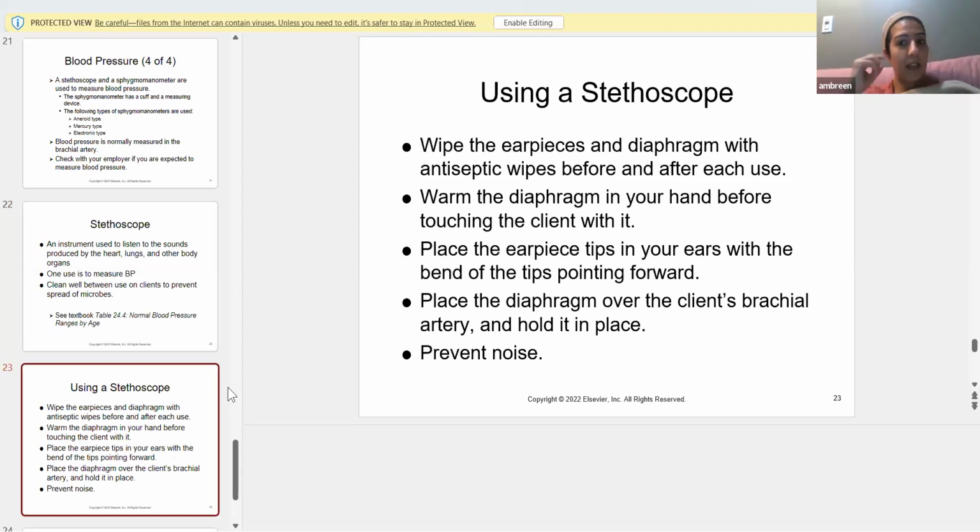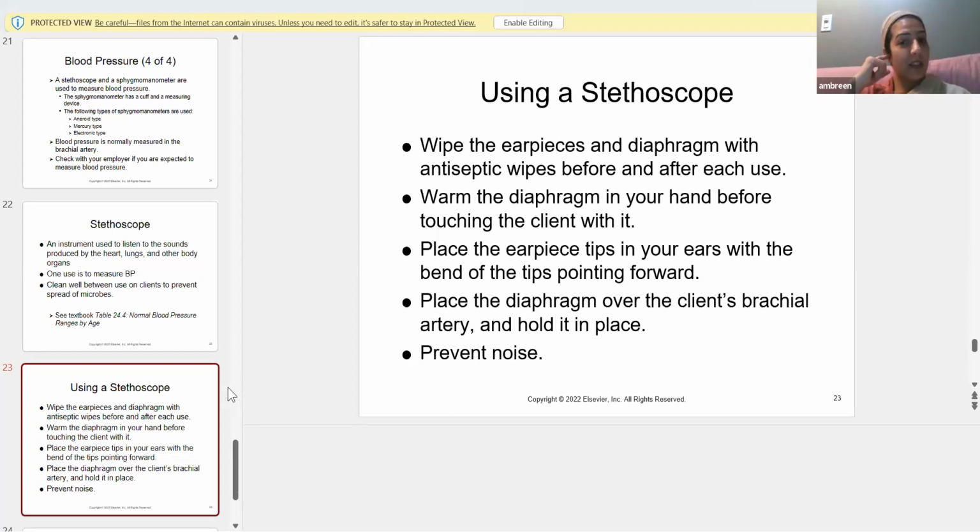Wipe the earpiece and the diaphragm with antiseptic wipes before and after use. The round thing that you see in the front is called a diaphragm. Warm the diaphragm. Yes, we always warm the diaphragm, that round thing, before we put it on the client's chest because it can be cold.